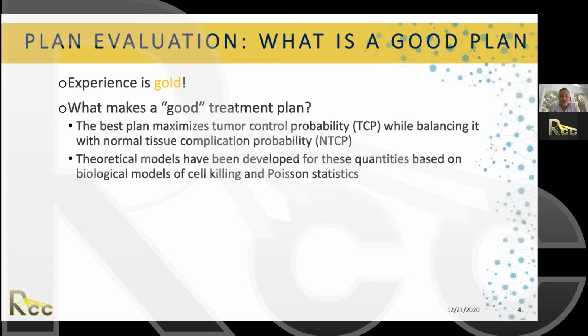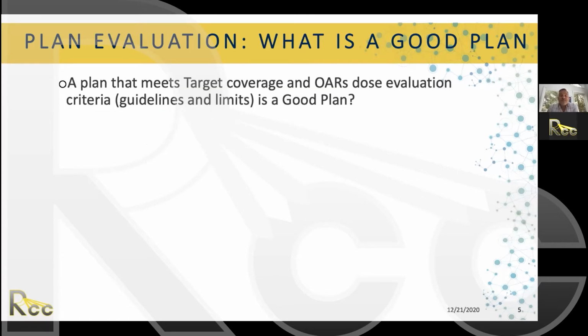That's the goal, but actually there are a few parts in between. There have been many theoretical models developed for these quantities, the TCP and the NTCP, based on biological models of cell killing and Poisson statistics. So this is basically the mathematics of it. But we need to go further and ask ourselves, okay, yes, a plan that meets the target coverage and the OR evaluation criteria is a good plan.